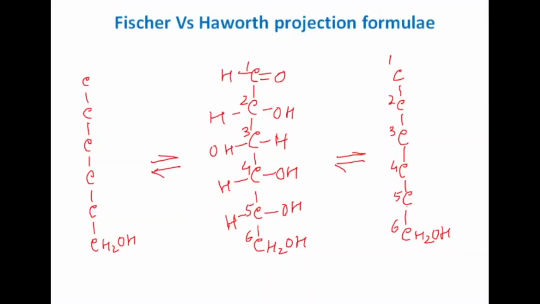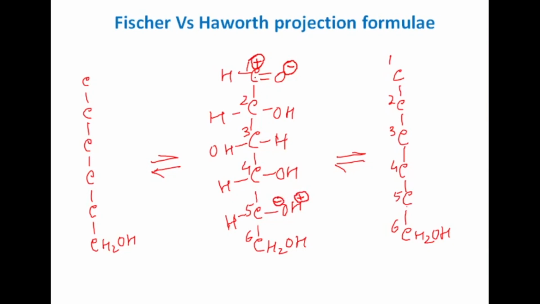Next topic is Fischer versus Haworth projection formula. Here we have the open chain structure of glucose. Here you can see the presence of 6 carbon atoms in this structure. So here this oxygen is electronegative in nature, and this carbon is electropositive. And on the fifth carbon position, again this oxygen is electronegative and this hydrogen is electropositive.